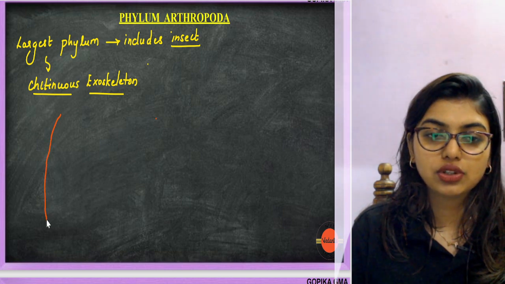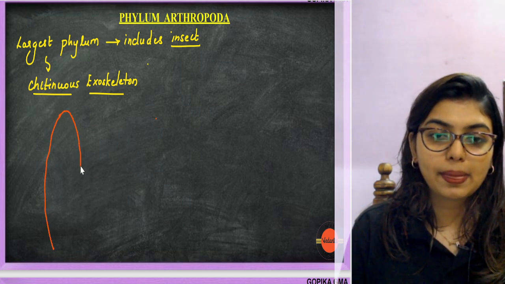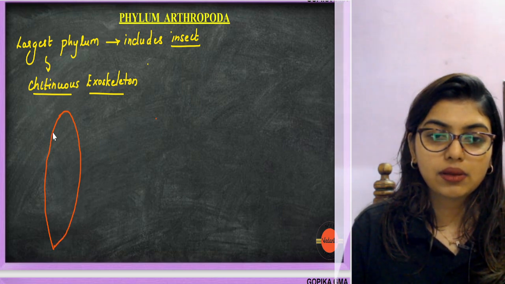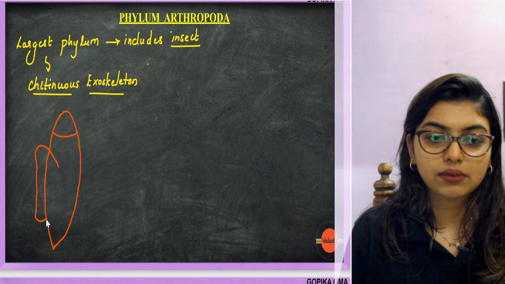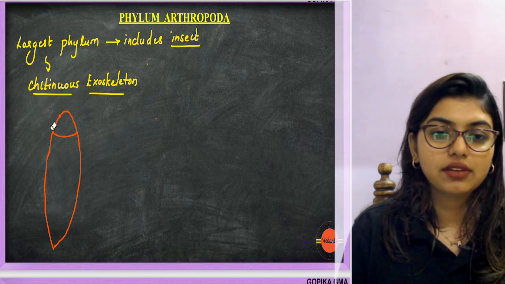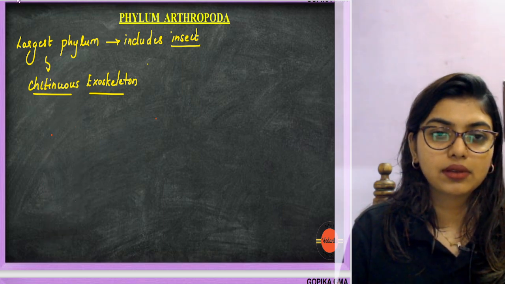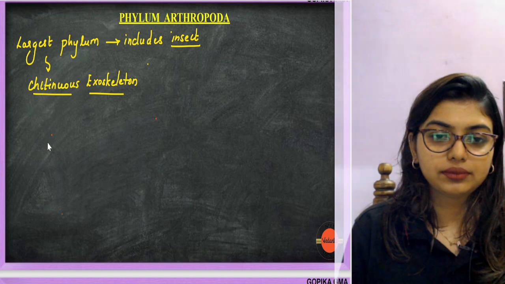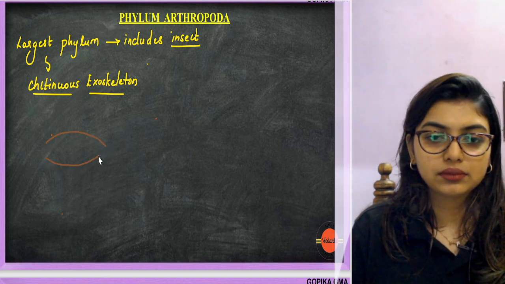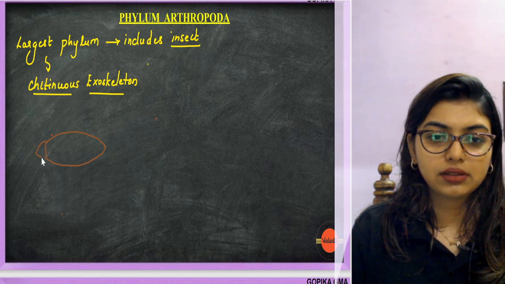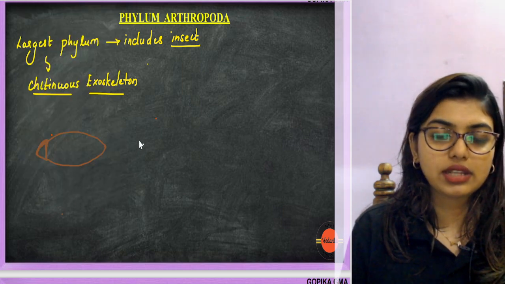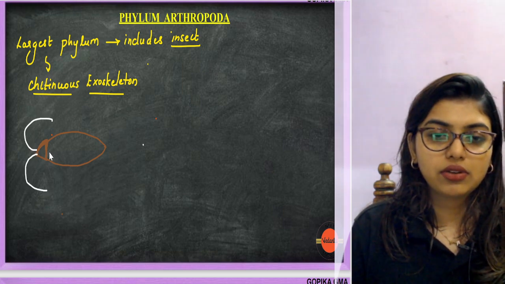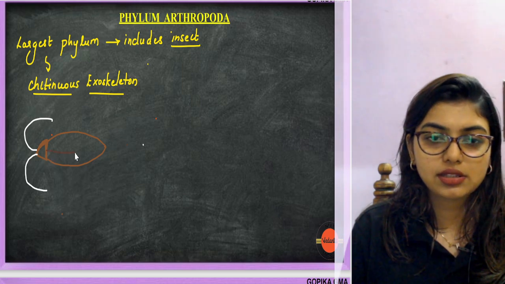So let's try to draw a cockroach. This has become a combination of cockroach plus butterfly. Wait one second. Okay, yes, this looks like a cockroach, right? But is the brown visible? Okay, here, let's draw the antenna. And here they'll have a partition, like this.